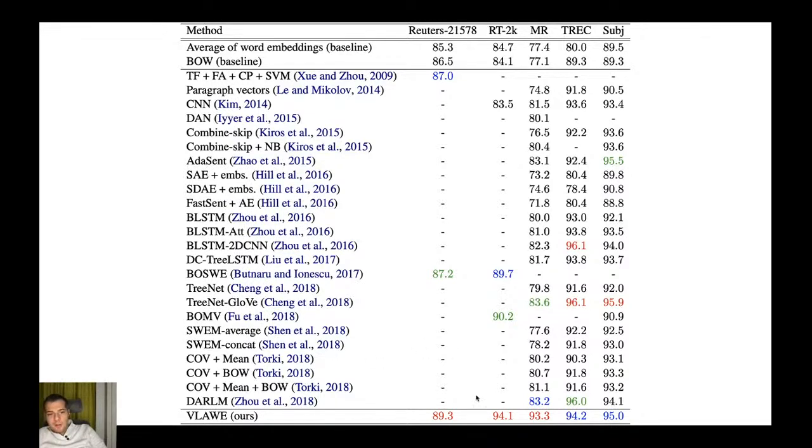Here we see that on this dataset we obtain the best results, and also on these other two. And here we have the third best results on these two datasets. So the method performs pretty well and compares favorably to most of these methods from the literature.